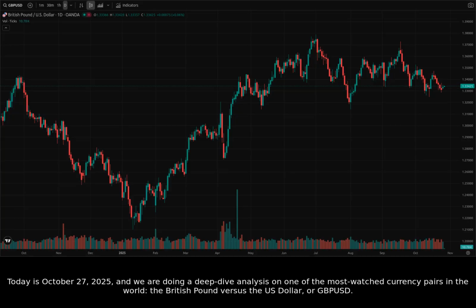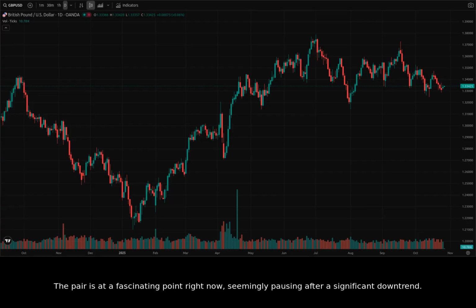Today is October 27th, 2025, and we are doing a deep dive analysis on one of the most watched currency pairs in the world, the British pound versus the US dollar, or GBPUSD. The pair is at a fascinating point right now, seemingly pausing after a significant downtrend.